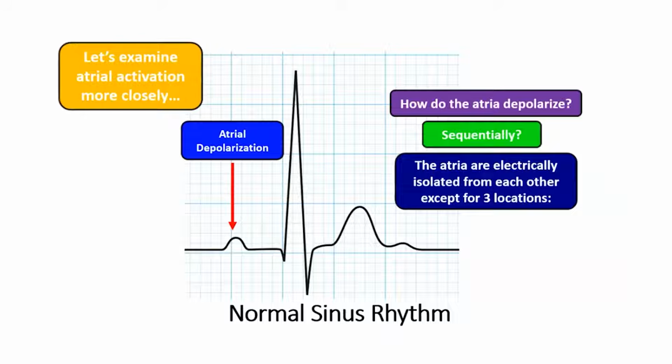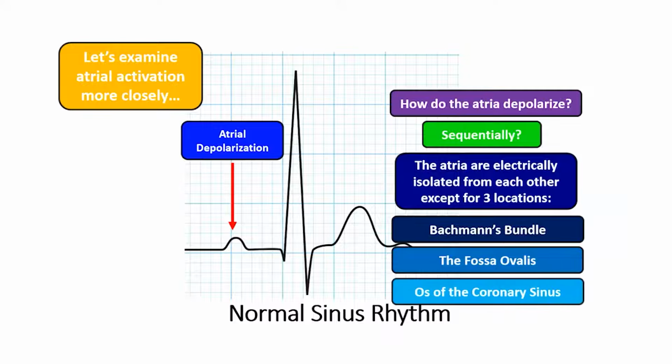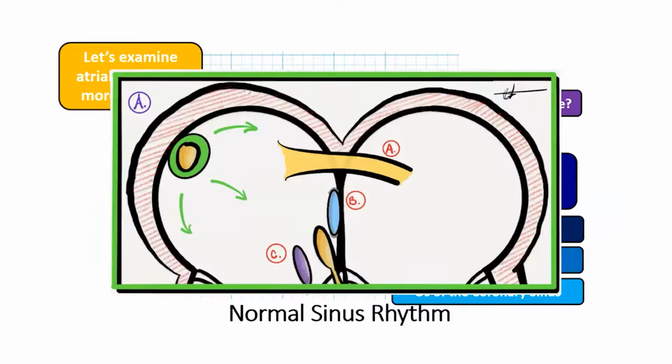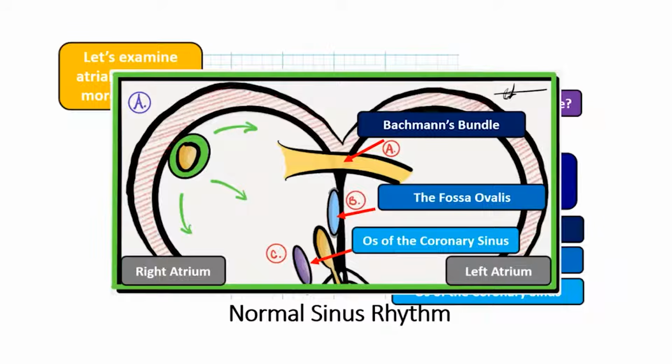Well, as you may or may not know, the atria are actually electrically isolated from each other except for 3 locations. This includes Bachmann's bundle, a thick muscular band-like structure across the anterior aspect of the right and the left atrium, the fossa ovalis, and the os of the coronary sinus. Here's a little cartoon that I've drawn showing our right atrium and our left atrium. This structure here, labeled A, is Bachmann's bundle. This B here is the fossa ovalis, and here in this purple is the os of the coronary sinus.